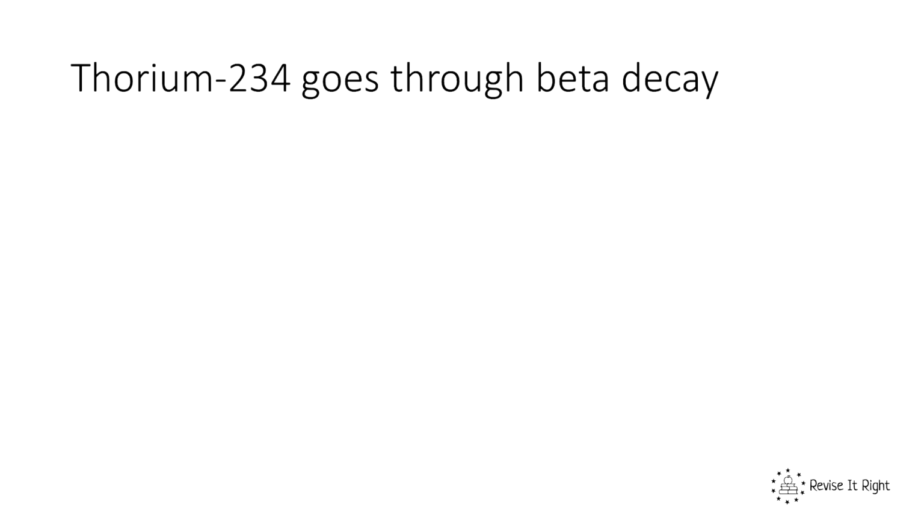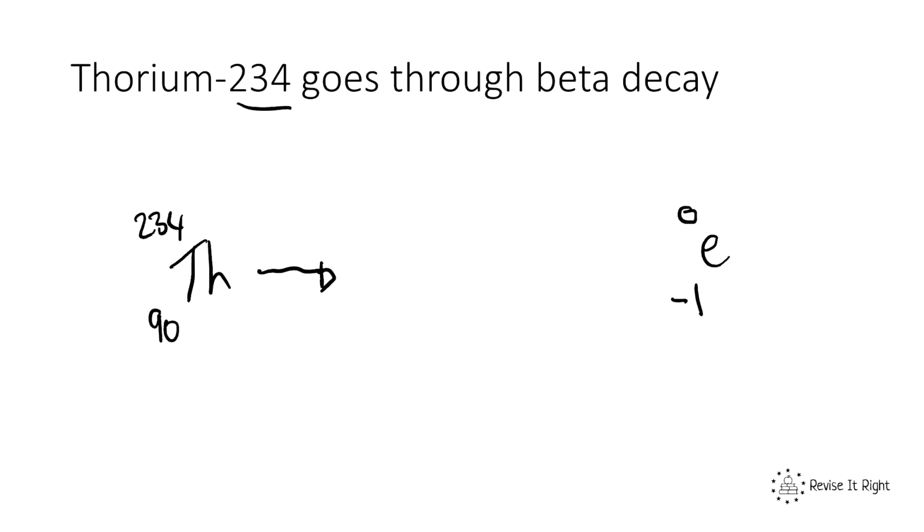So now let's go through an example of beta decay, and here we've got thorium-234 going through beta decay. The process at the start is the same, so we need to write our thorium, and it's given us a mass of 234. We look on the periodic table and it has a proton number of 90. Now this time this is going through beta decay, which is an electron, and we know that this has a mass of 0 and an atomic number of -1. Now for every beta particle emitted, a neutron in the nucleus has turned into a proton. So what you see is the atomic number is going to go up.